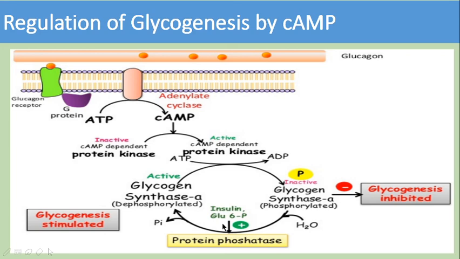In the presence of insulin, protein phosphatase will be triggered so that the reverse action will take place. The phosphorylated form will be converted into the dephosphorylated form. Glycogenesis will be stimulated. This is how glycogenesis is regulated.